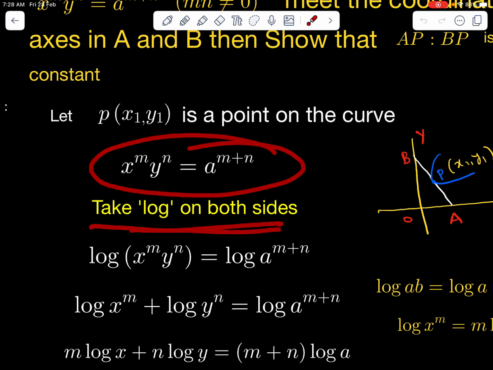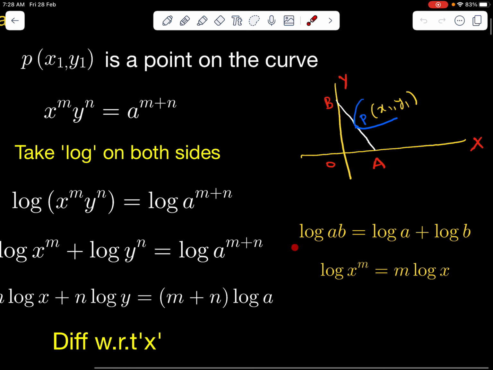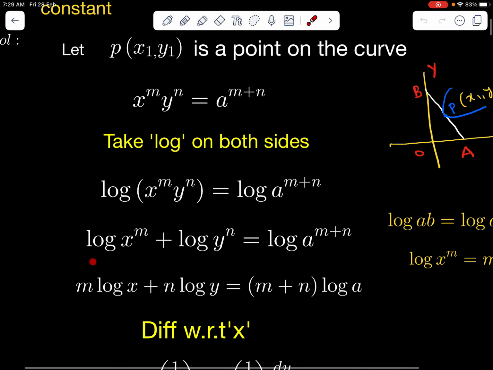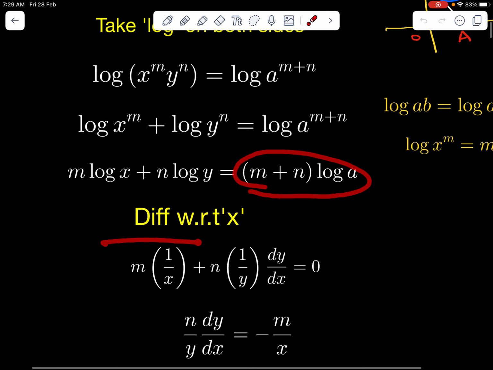Next, this is the given curve. Take log on both sides. log(x^m y^n) = log a^(m+n). Here observe log(ab) = log a + log b, and log x^m = m log x. Therefore, log x^m + log y^n = log a^(m+n), that is, m log x + n log y = (m+n) log a. Differentiate with respect to x.